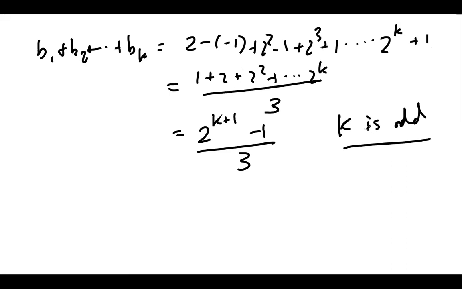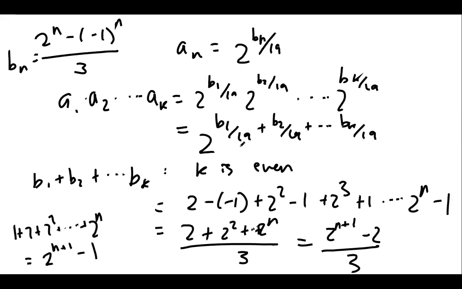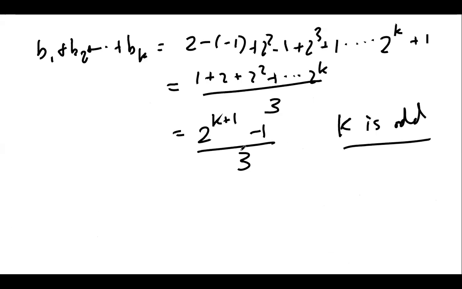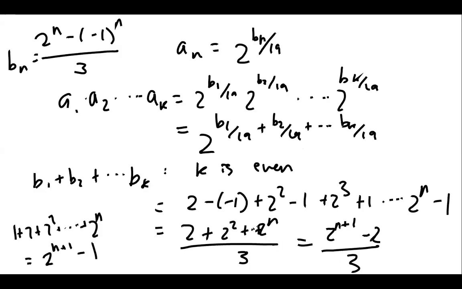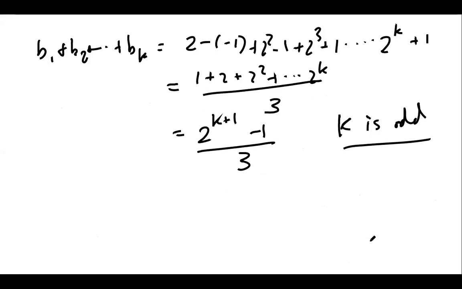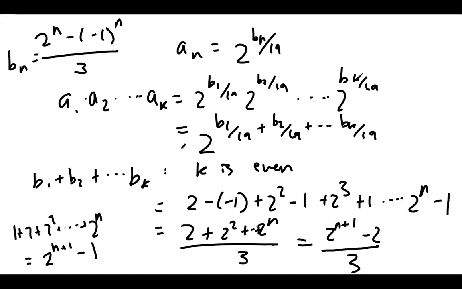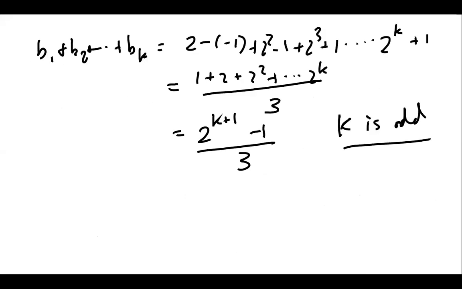Okay, and now we have to use some number theory. From this sum, clearly this product is only an integer if b1 plus b2 and so on, if this sum, is divisible by 19. So that means that these two expressions we got have to be divisible by 19. In other words, 2 to the k plus 1 minus 2 is divisible by 19, and 2 to the k plus 1 minus 1 is divisible by 19.